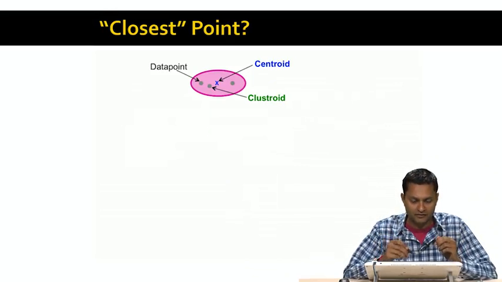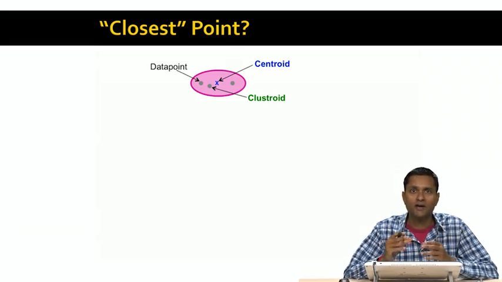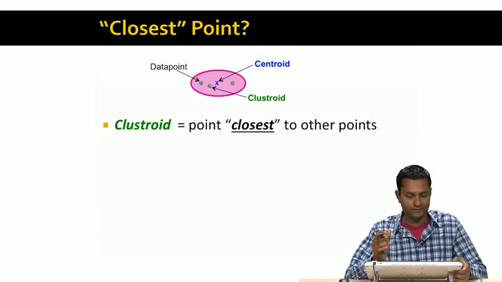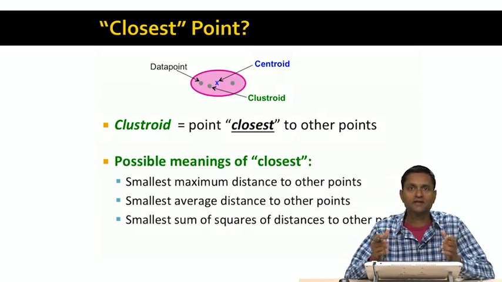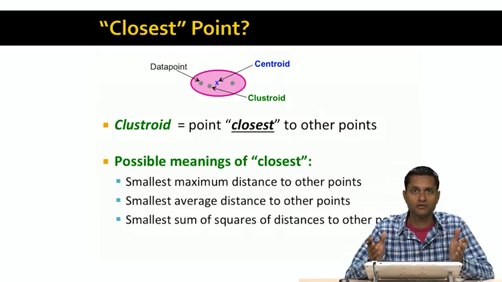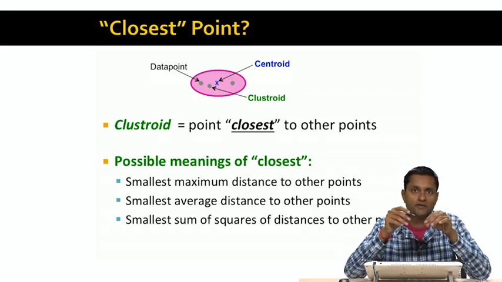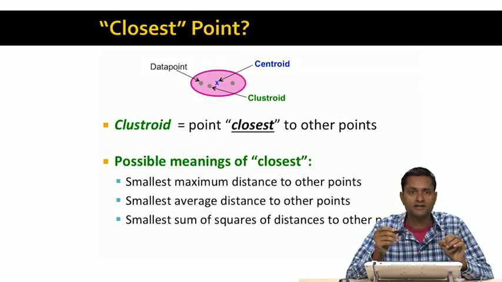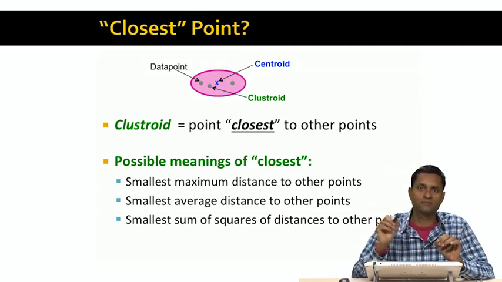Now we've defined the clusteroid to be the point that is closest to the other points within the cluster. Now, how exactly do we define this notion of closest point? It turns out that there are multiple ways of defining the notion of closest when we are picking the clusteroid. For example, we might want to pick the point that is at the smallest maximum distance to other points, by which we mean we measure the distance between every pair of points, and then we find a point such that the maximum distance between that point and any other point in the cluster is as small as possible.